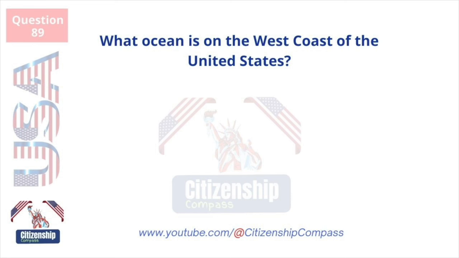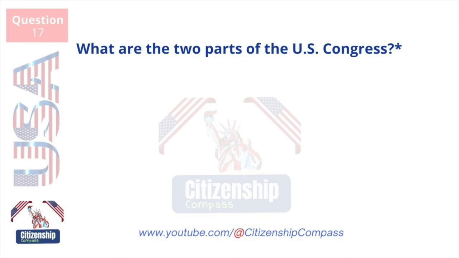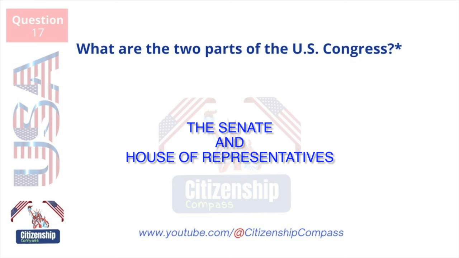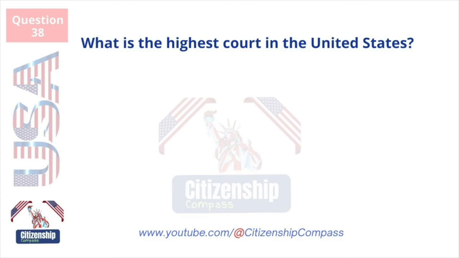What ocean is on the west coast of the United States? Pacific Ocean. What are the two parts of the U.S. Congress? The Senate and House of Representatives. What is the highest court in the United States? The Supreme Court.